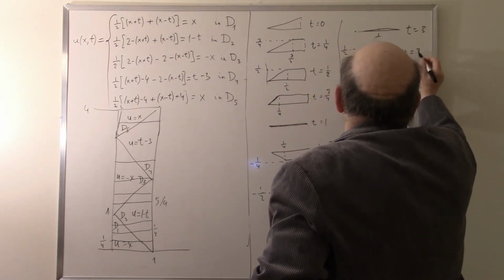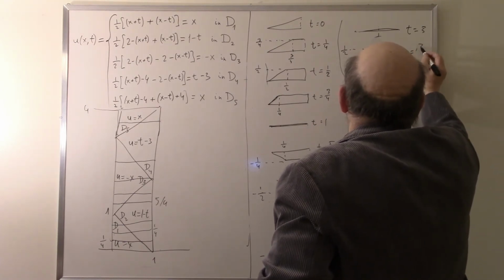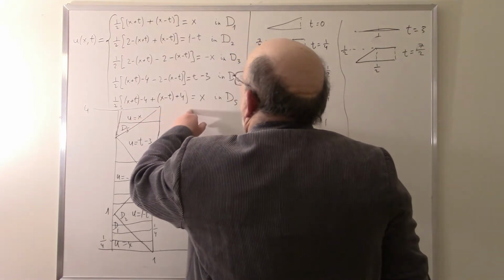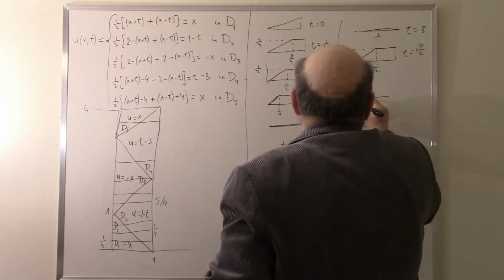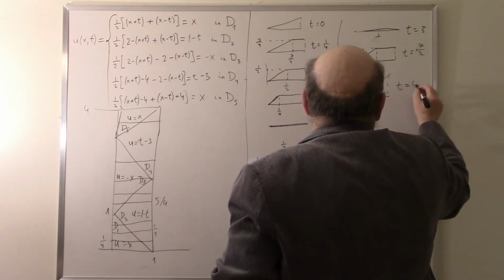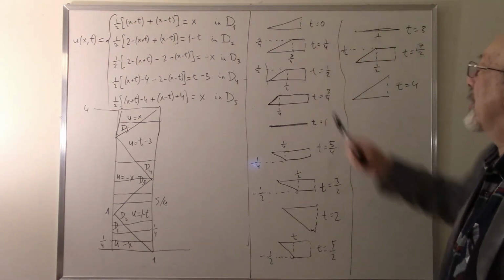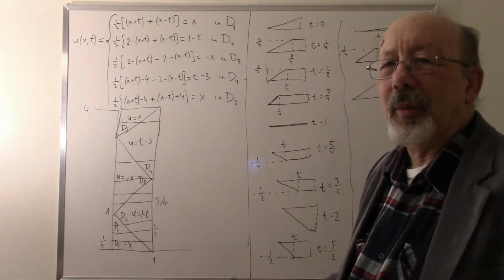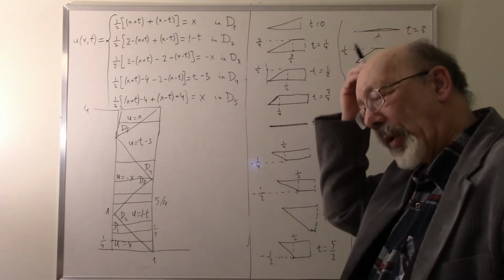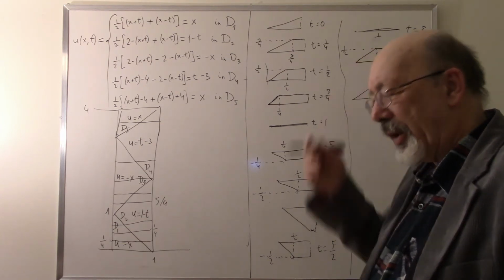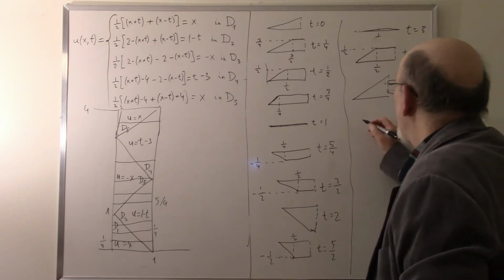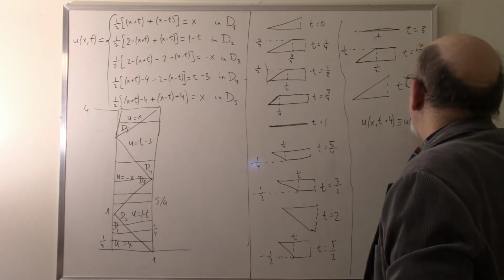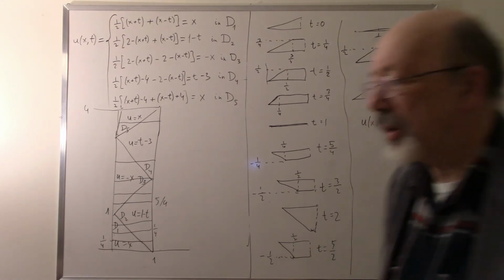So t is 3.5. It is 7/2. And for t equal 4, we are in D5. It is x. Again, it's t equal 4. So again, we return to the first picture. And then everything goes the same way periodically with period 4. So in the previous problem, if you can recall, period was 2, and here the period is 4. So u of x, t plus 4 equals u of x, t. So the period is 4.